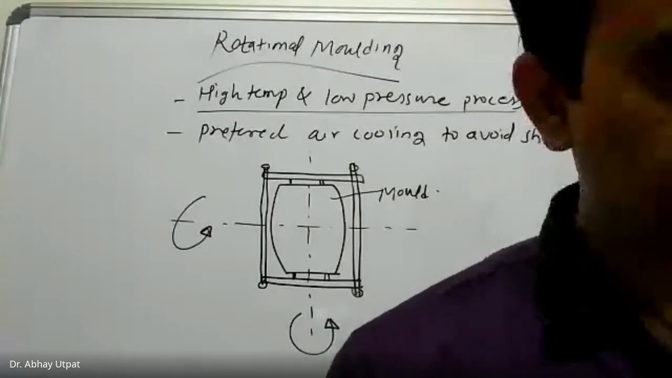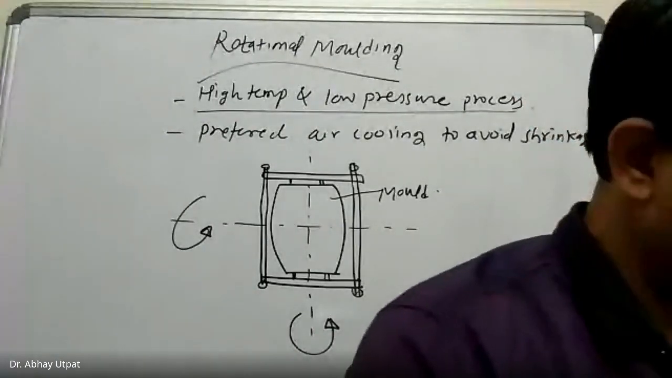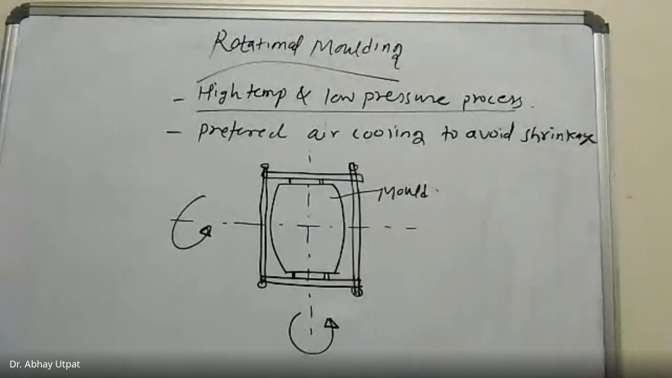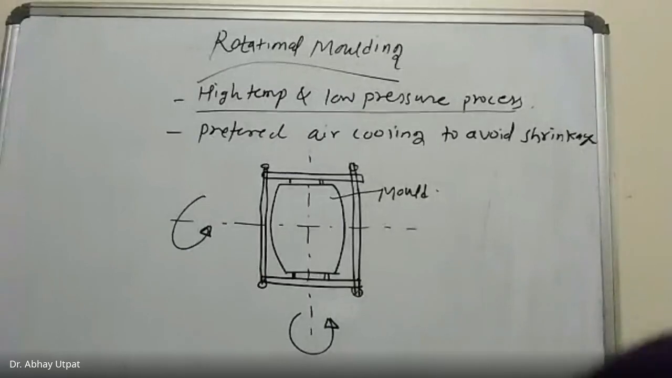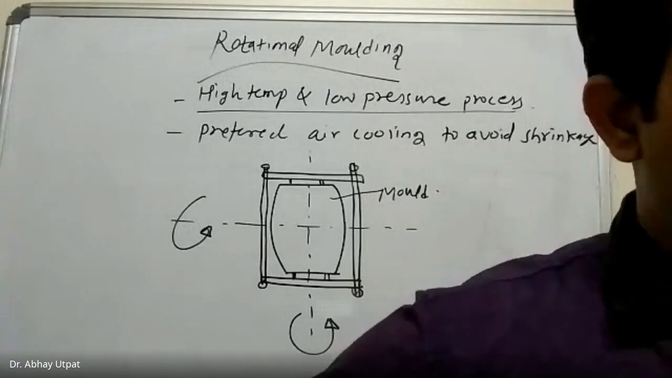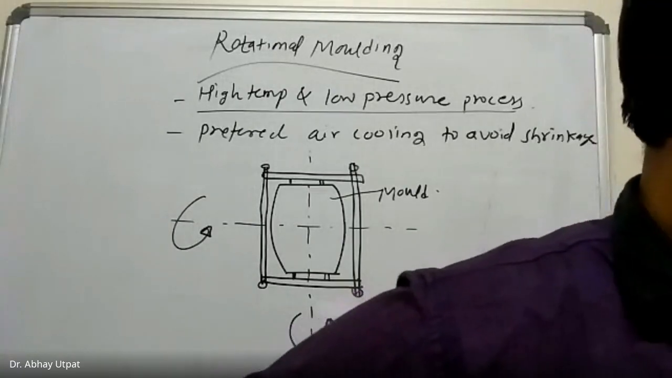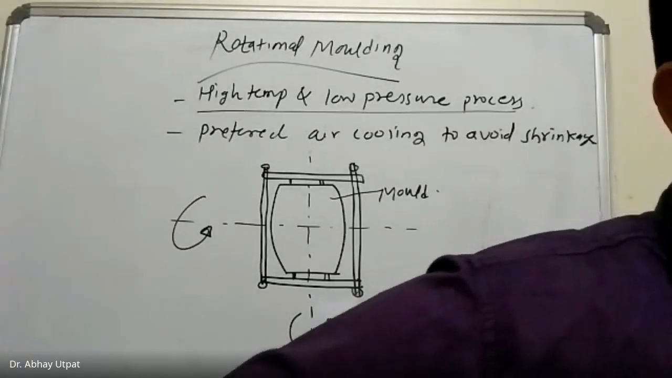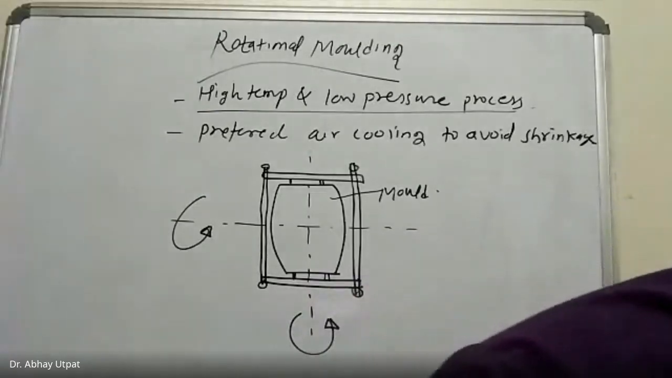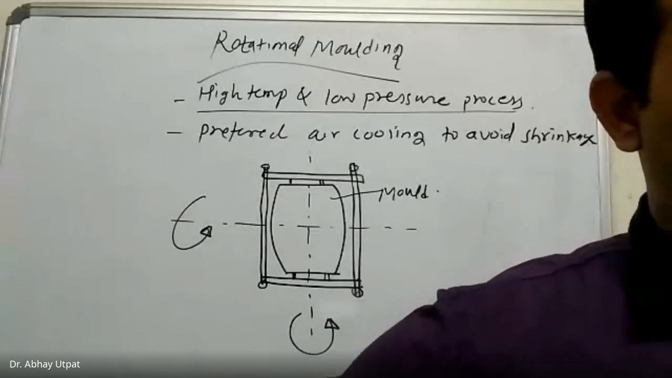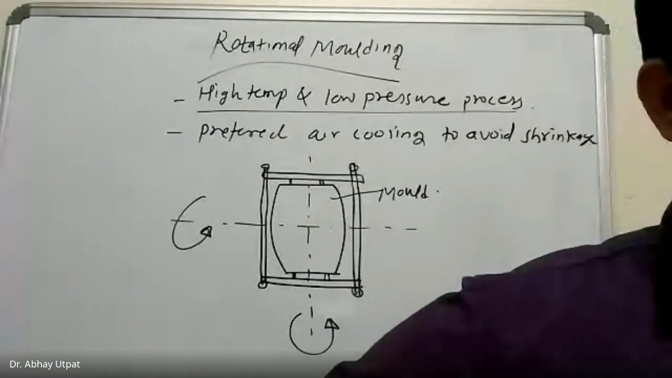Write down the principle of rotational molding. Rotational molding is a high temperature and low pressure plastic forming process. Full stop.